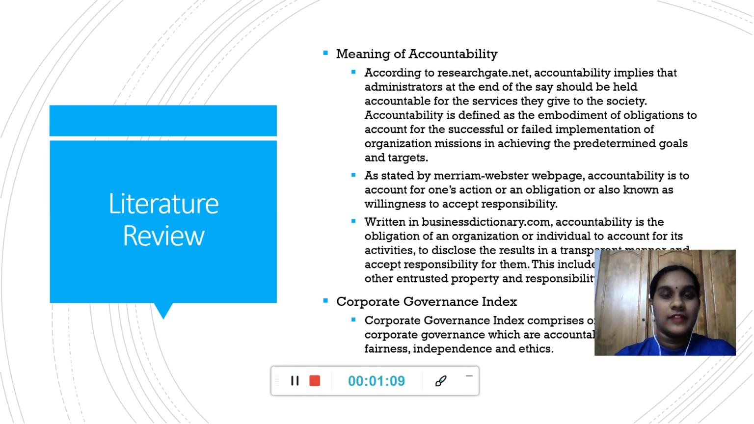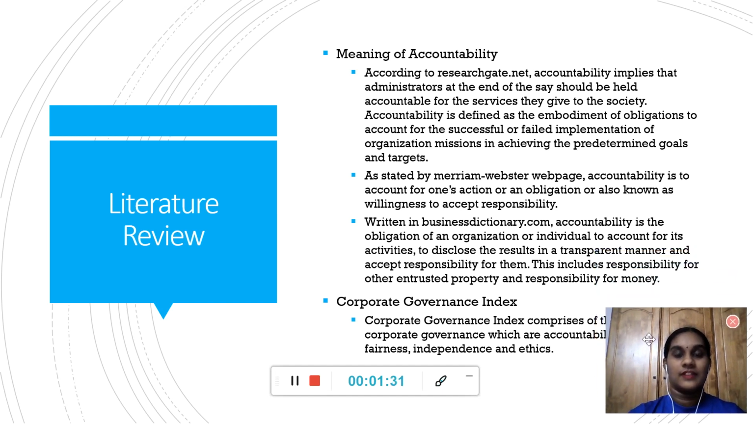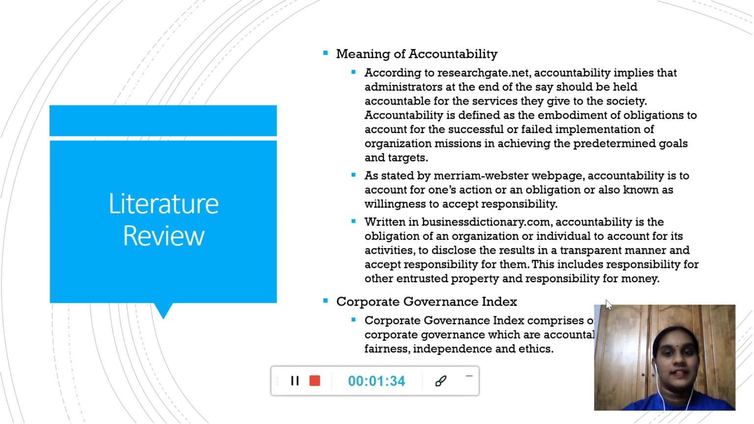In this literature review, I will emphasize three things, which are the meaning of accountability, corporate governance index, and the exchange rate. Meaning of accountability, according to researchgate.net, accountability implies that administrators at the end of the day should be held accountable for the services they give to the society. Also, written in businessdictionary.com, accountability is the obligation of an organization or an individual to account for its activities, to disclose the results in a transparent manner and accept responsibility for them. As stated by the Merriam-Webster webpage, accountability is to account for one's action or an obligation, also known as willingness to accept responsibility. The Corporate Governance Index comprises the 5 principles of corporate governance, which are accountability, fairness, transparency, independence, and ethics.